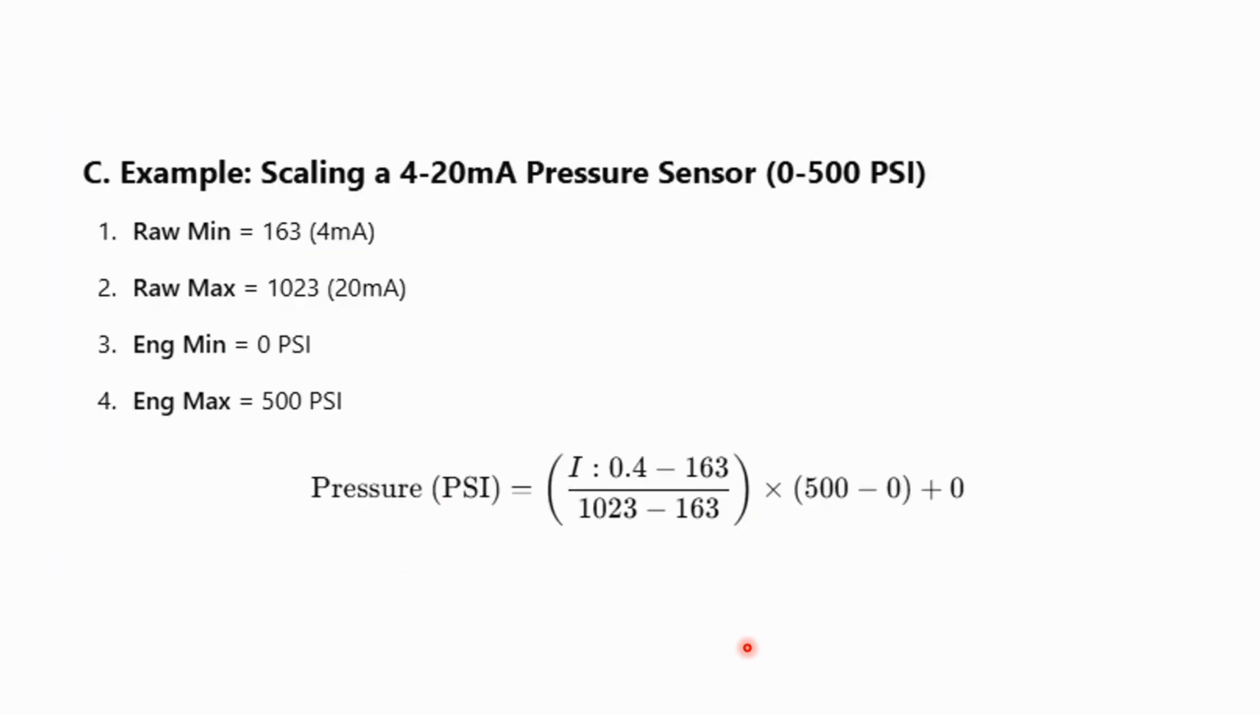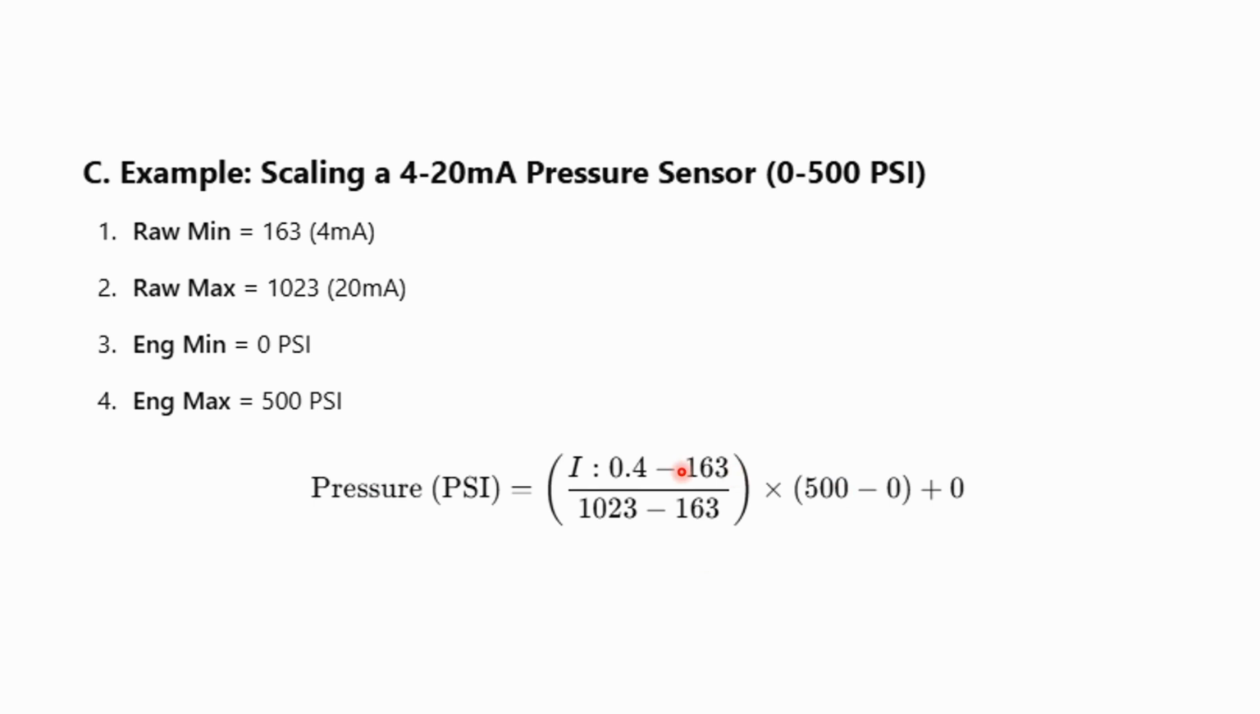And here's another example where we're scaling a 4 to 20 milliamp pressure sensor that has an engineering range of 0 to 500 psi. The raw minimum here for 4 milliamps is 163. And the raw maximum for 20 milliamps is 1023. Remember that raw range. Our engineering minimum is 0 psi. Engineering max value is 500 psi.